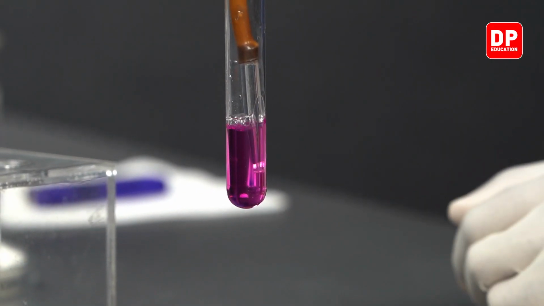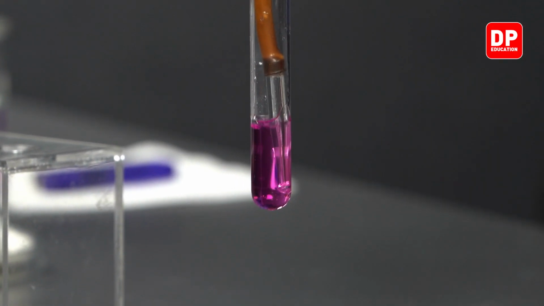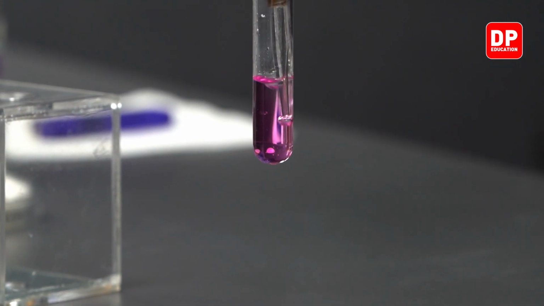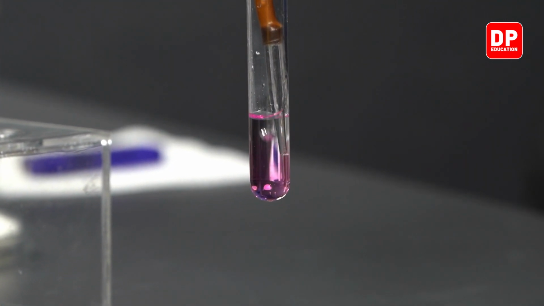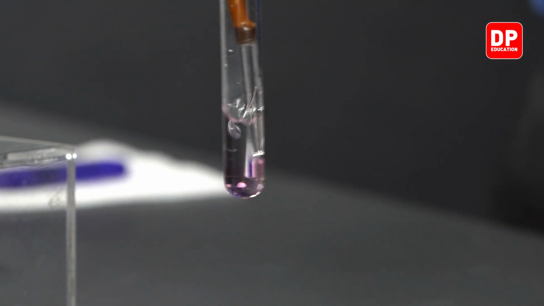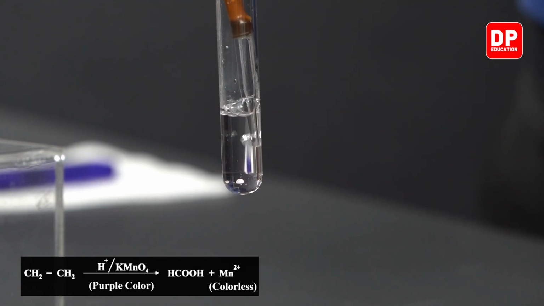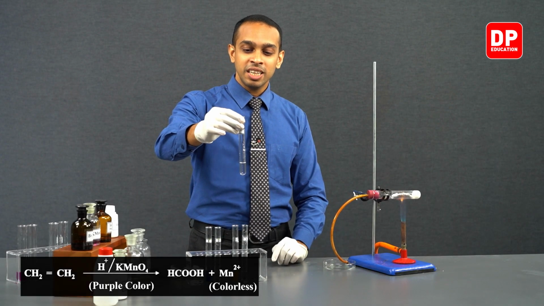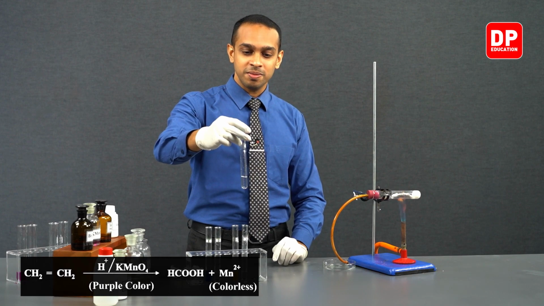When we introduce it to acidified potassium permanganate, you can see the color of acidified potassium permanganate disappearing very clearly. You can see that here. Very clearly, very gradually, the color of the potassium permanganate completely disappeared. The color of the potassium permanganate can no longer be observed here.